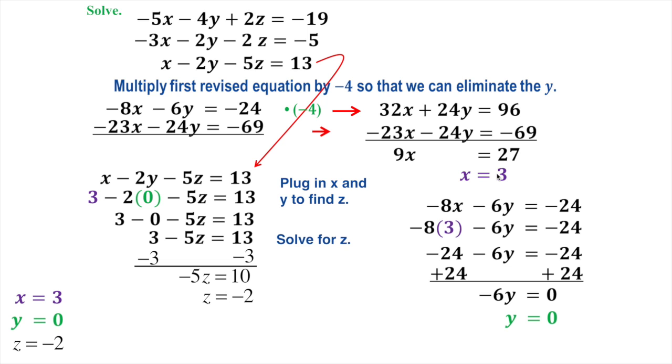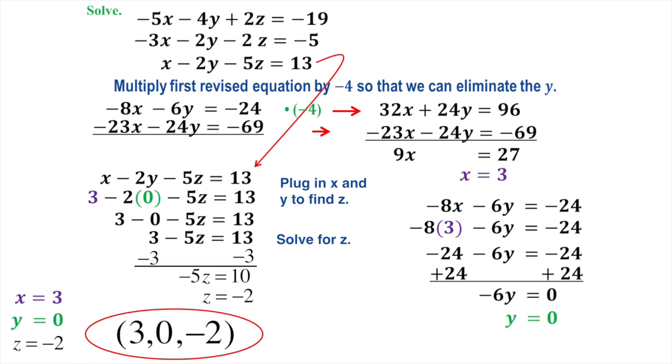So my x value is 3, that came from right up here, y value is 0, and by plugging both of those in, I found out that z equals negative 2. So I have to write this, with parentheses, as an ordered trio. I separate them all by commas, and it goes alphabetically. X comes first, then y, then z. So this would be your answer on this one.